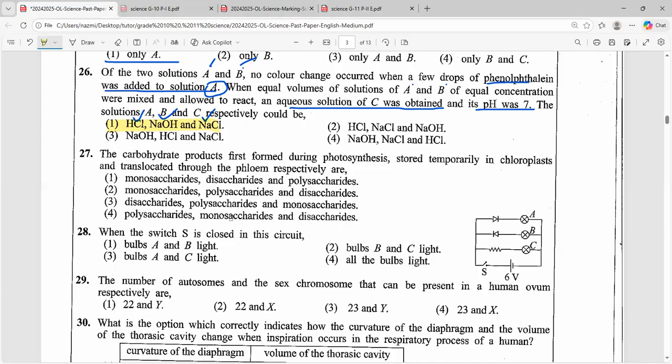Carbohydrate product first formed during photosynthesis is stored temporarily in chloroplast, and what is the order? First produced is a monosaccharide, glucose. Glucose converts to starch, converts to fructose. Then monosaccharide, polysaccharide, disaccharide.